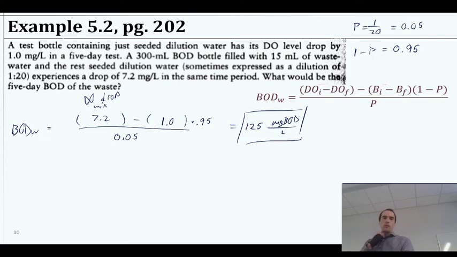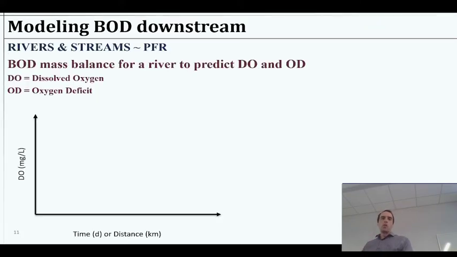Okay. So from here, essentially looking downstream next, what we want to know is what's going to happen to the dissolved oxygen. We're also going to deal with oxygen deficit, and actually later we're just going to use D for deficit. So I'll just clear that up a little bit now.